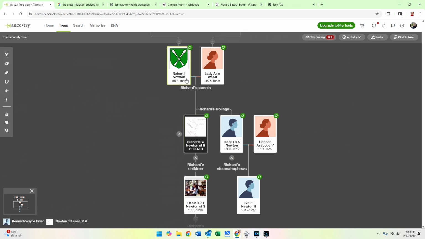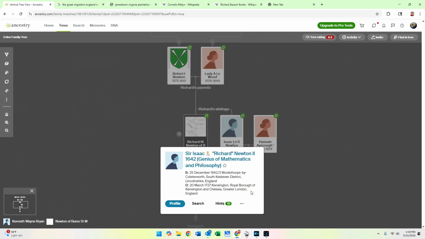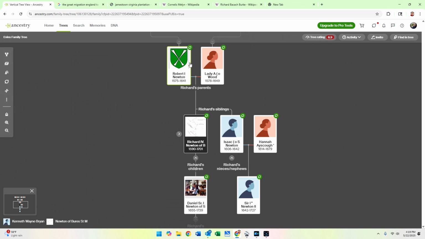But Robert had two sons. He had Richard and he had Isaac. Isaac would then in turn have another son. Yes, this is Sir Isaac Newton, who is considered a genius of mathematics and philosophy, and perhaps one of the greatest minds ever to come out of England. So, we don't have his genetics. We're not directly related to him, but we're directly related to his grandfather. And it's clear that due to that grandfather, we got passed down some serious work ethic.